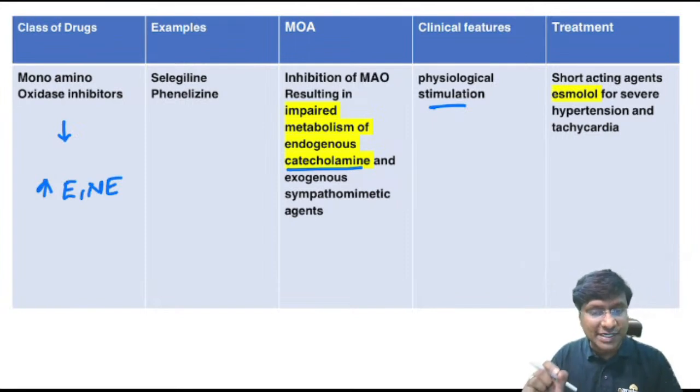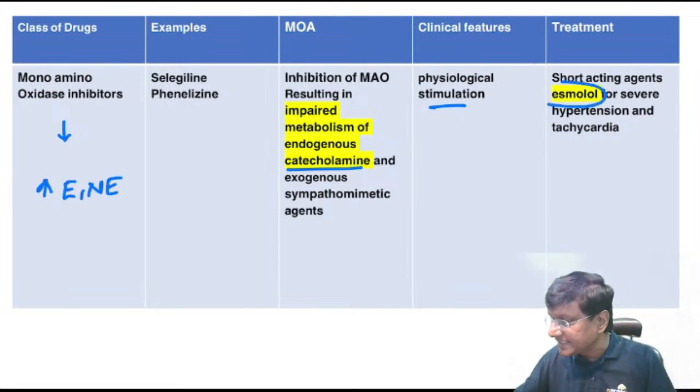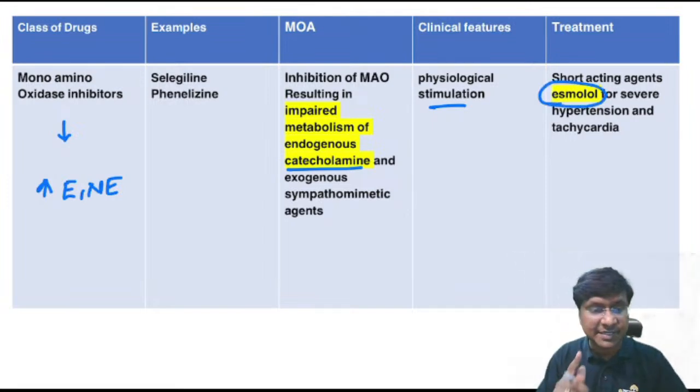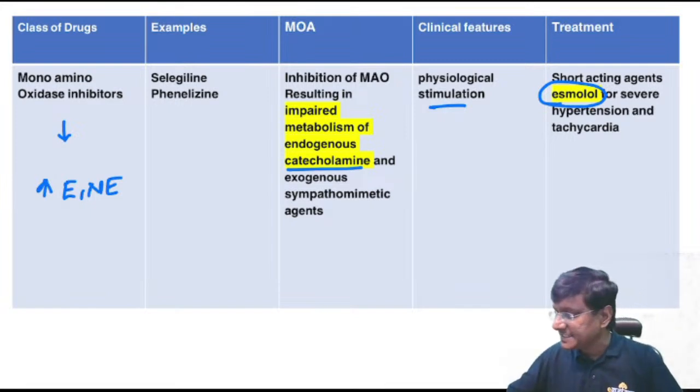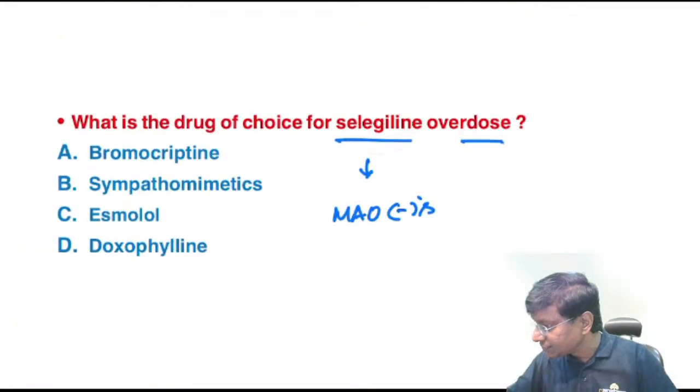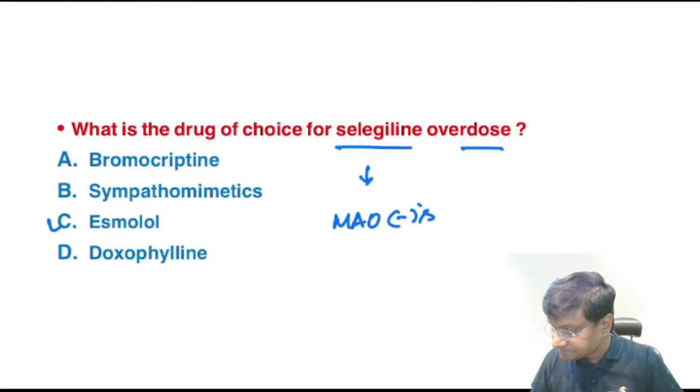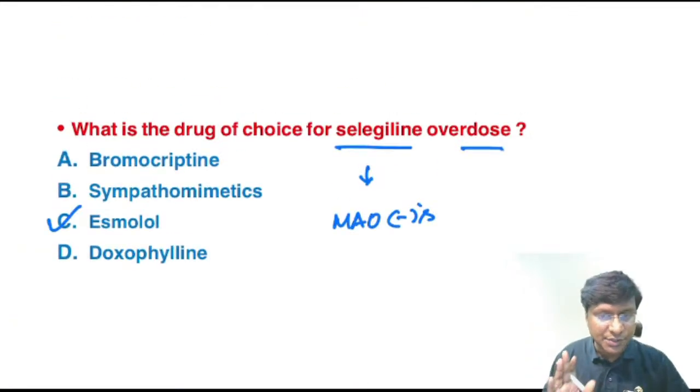So what are the drugs that are being given? If the individual develops tachycardia and severe hypertension, again we give the short acting agent, and that short acting agent is nothing but esmolol. So please remember, even in case of monoamine oxidase inhibitors and methylxanthines, the drug of choice will be esmolol. Please remember this. So the answer here will be esmolol. It is not bromocriptine.